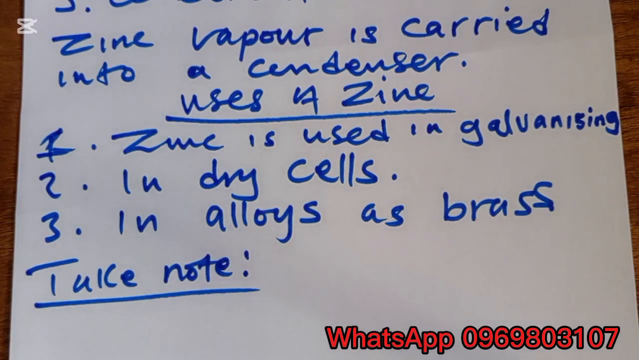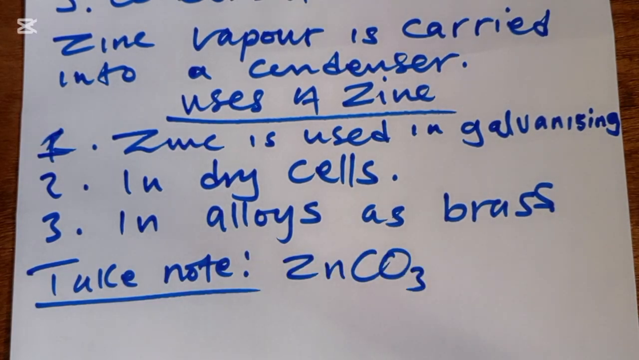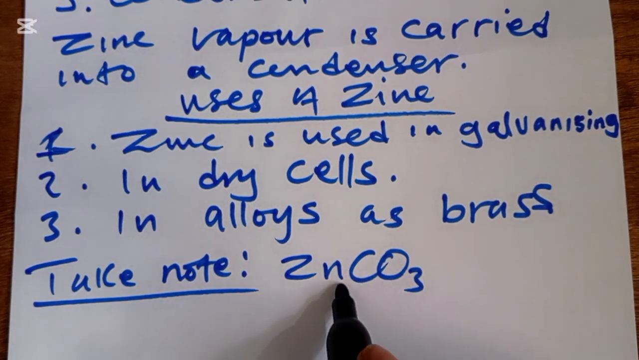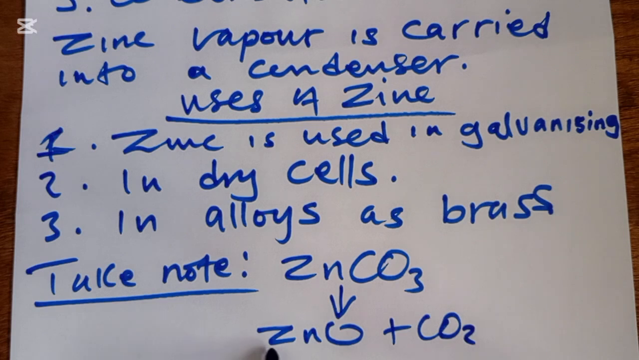You need to take note that if the ore of zinc used was calamine, which is zinc carbonate, the first thing that will happen is that it is decomposed. This zinc carbonate is decomposed to zinc oxide and carbon dioxide. Then this zinc oxide is reduced to zinc and carbon dioxide by using either carbon monoxide or carbon.